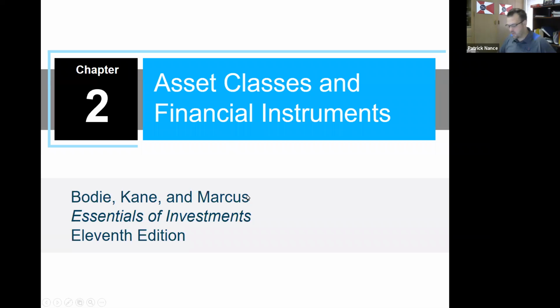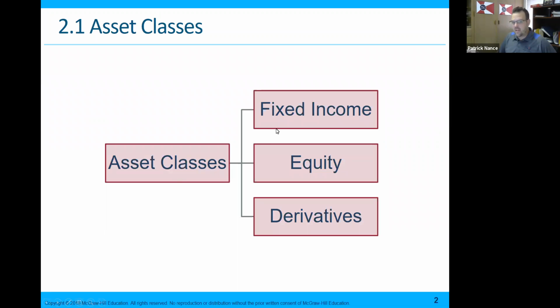Okay, chapter 2 for investments. We're going to talk about different asset classes and different types of financial instruments, and how they work, how they're valued, how to figure yields, those kinds of things. The first asset class we're going to talk about is fixed income. We'll also talk about equity and derivatives later.